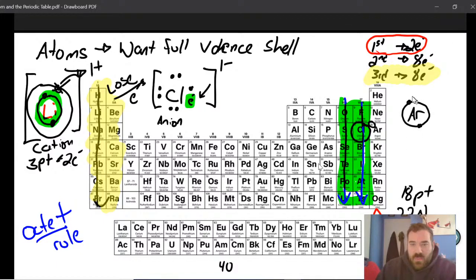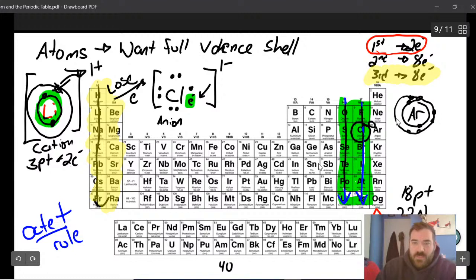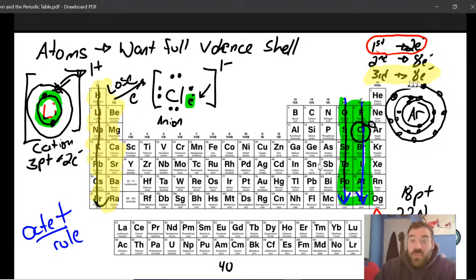So I have 18 electrons. So 1, 2 on this shell, and then I got a next shell, and I got 8 on this shell. So 1, 2, 3, 4, 5, 6, 7, 8. And then I have my third shell. So I have 10 right now. I need 18 total. So I'm going to put another 8. 1, 2, 3, 4, 5, 6, 7, 8. So argon has 8 electrons in its third shell or in its valence shell. That's as many as can fit. So it already has a full valence shell.